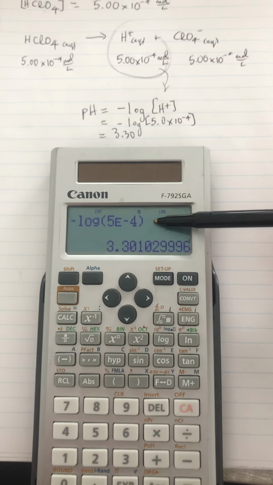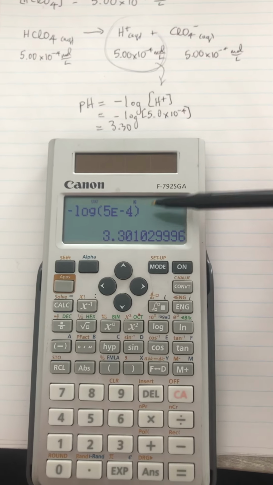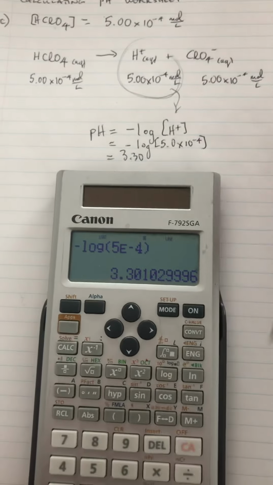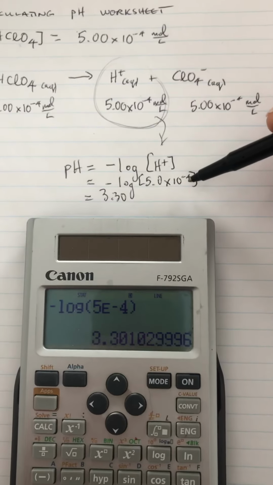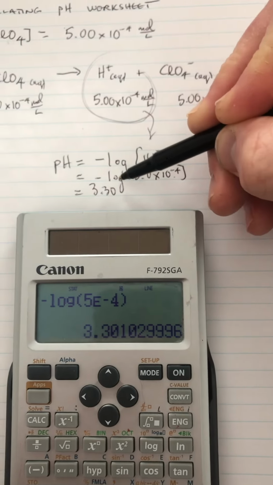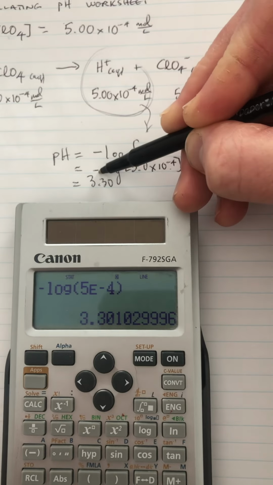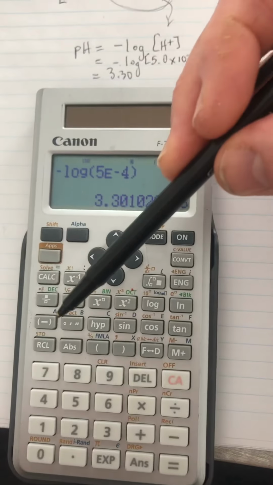If your calculator lacks this display screen, it's very likely that you're going to have to type the question in the exact opposite order it appears. So if your calculator lacks that display screen, you'll likely have to type in your number, then hit log, and then flip the sign by using your negative button.